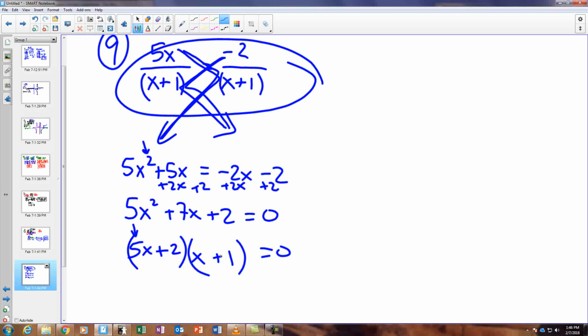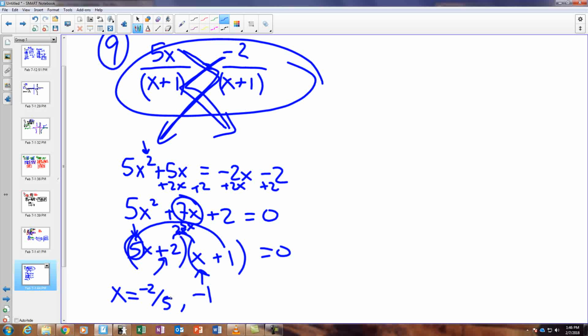Now we need to check. This right here is 2x, and this right here is 5x, which is how I know I'll get the 7x. So this is correct. I just need to solve for x. Well, from over here, I'd say it's -1. And then from over here, we've got to remember, it's -2. We have to remember to divide by 5. So those are my two answers.